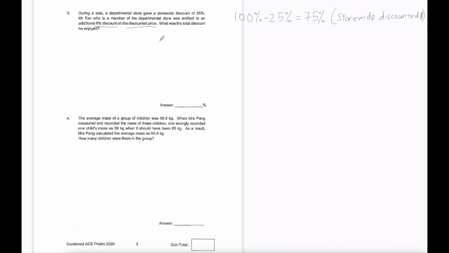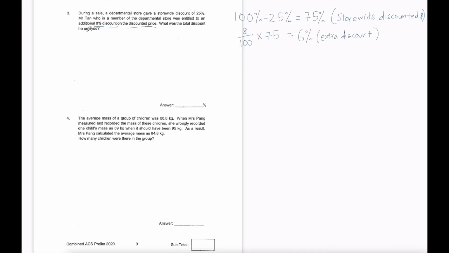And then Mr. Tan has an extra 8% discount on top of this. So 8% of this price, this percentage, you're going to get 6%. So this is the extra discount. So instead of paying 75%, he will get an extra 6% discount.